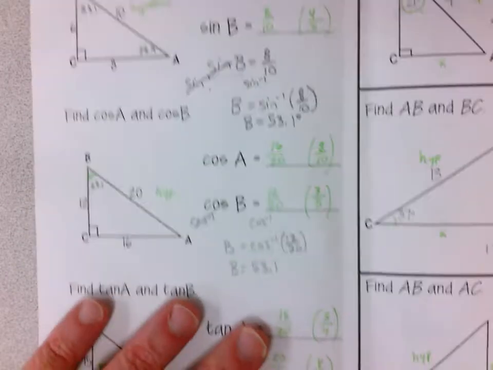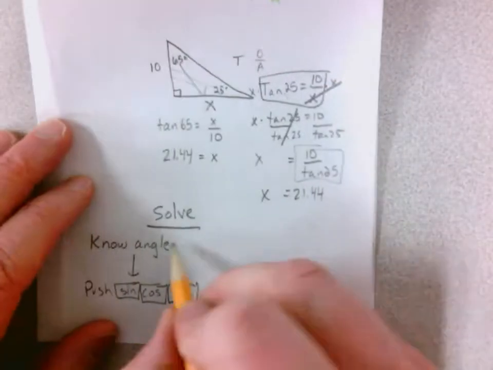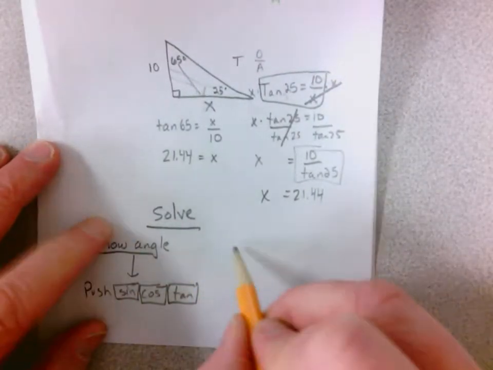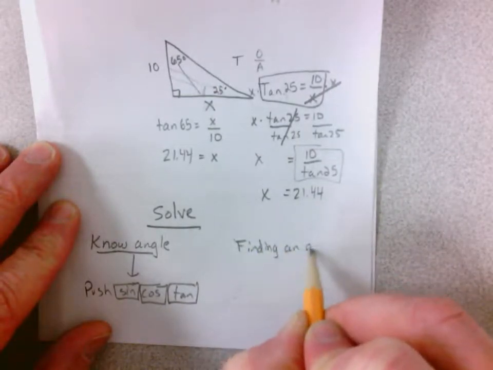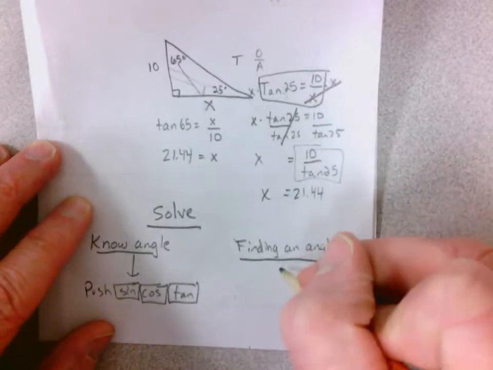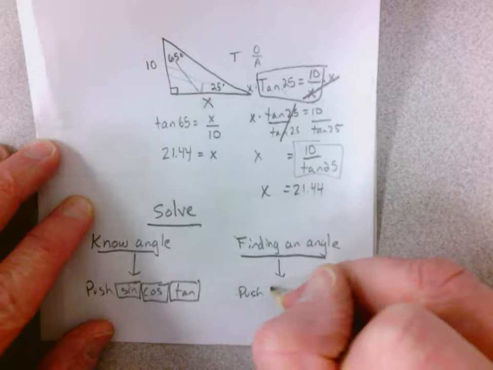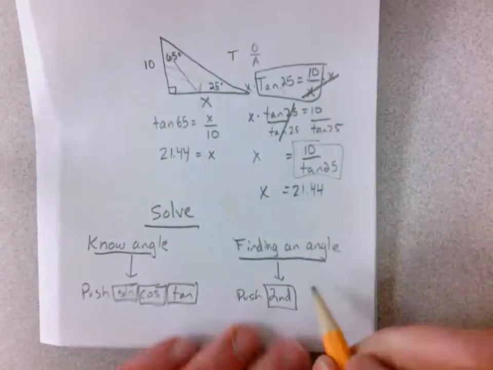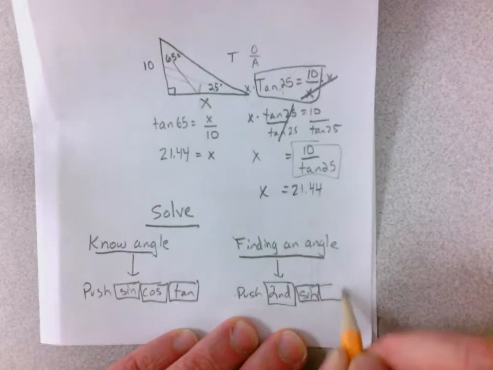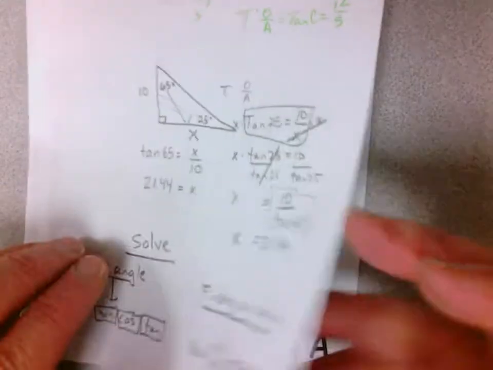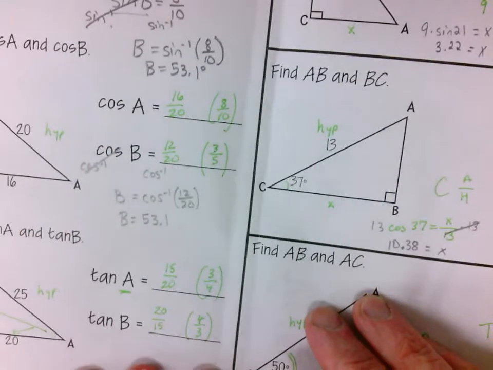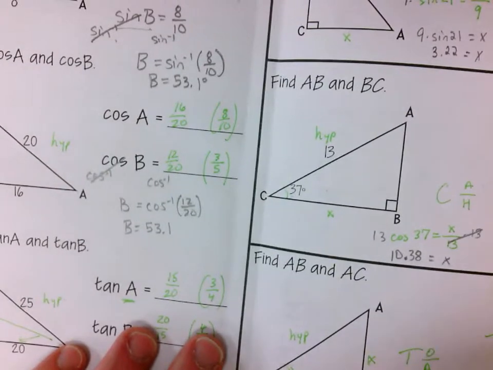So let's add to our foldable. Solve when we know an angle, we push sine, cosine, tangent. When we're finding an angle, you push the second button and sine, cosine, tangent. Every single problem is set up the same way. So I look at the problem, I see what I have, I write an equation, and I either solve it one way or solve it the other.